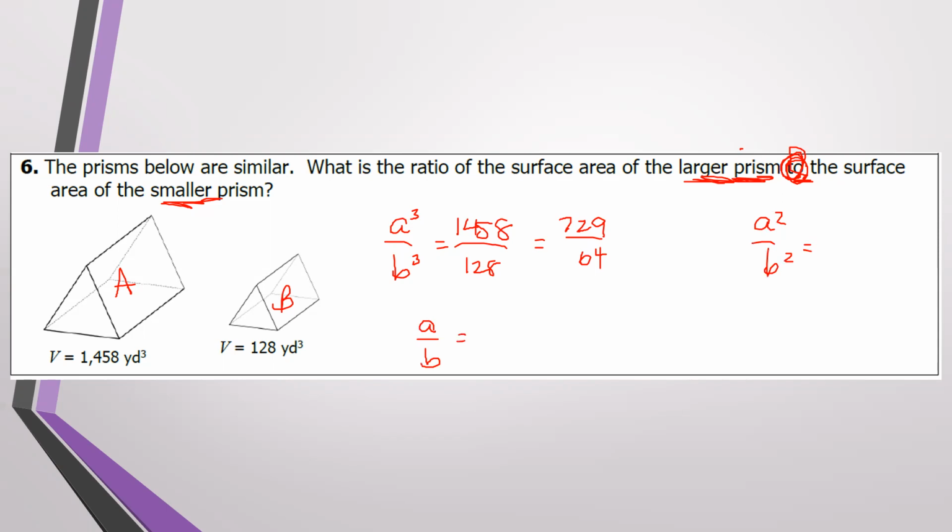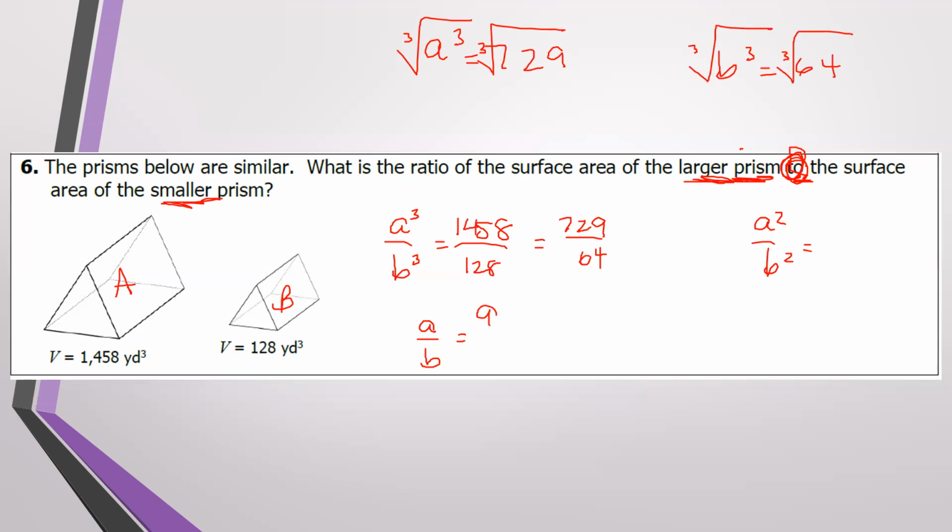Okay, a cubed is 729. So how do you undo a cube? Cube root. So in your calculator, find the cube root of 729. You should get 9. B cubed is 64. So in your calculator, take the cube root of 64. And the cube root of 64 is 4. So now you know A and B.